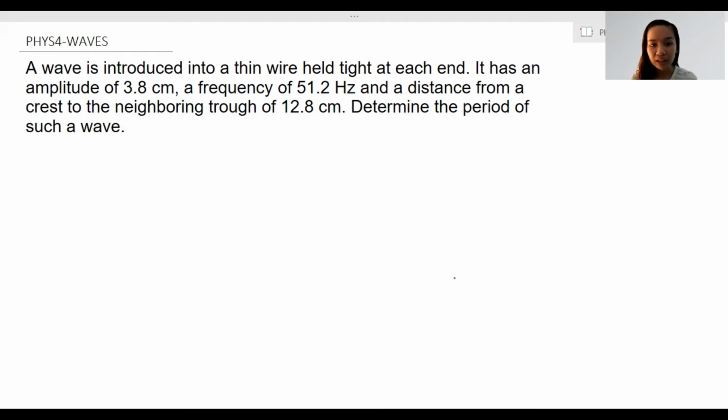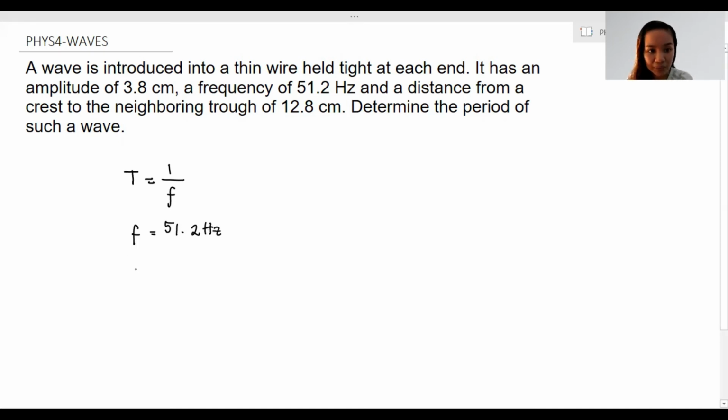Now take note that the formula for the period is 1 over f, or the reciprocal of our frequency. Now in this problem, we have a lot of given values. We have the amplitude, the frequency, and a distance. But to solve this problem, we can directly use the frequency, which is 51.2 hertz. I mean, we can solve this problem just by using the value for the frequency.